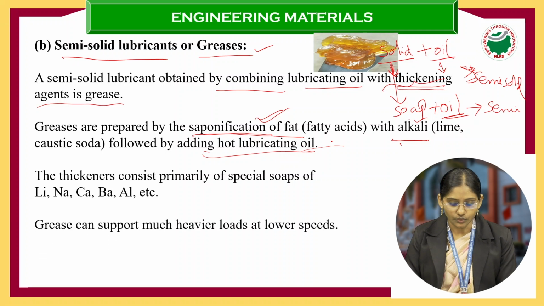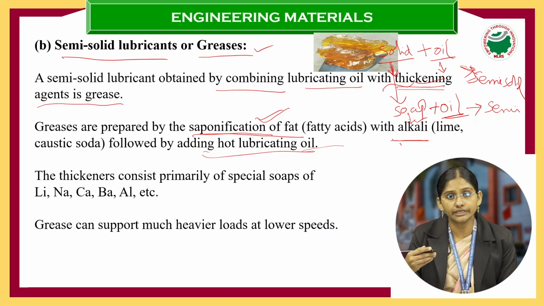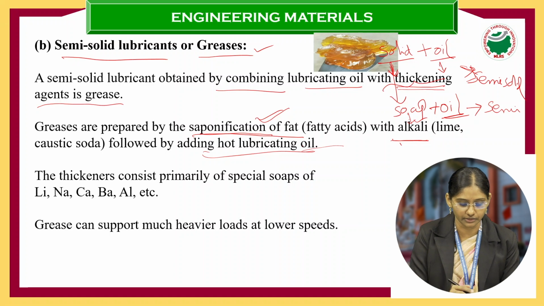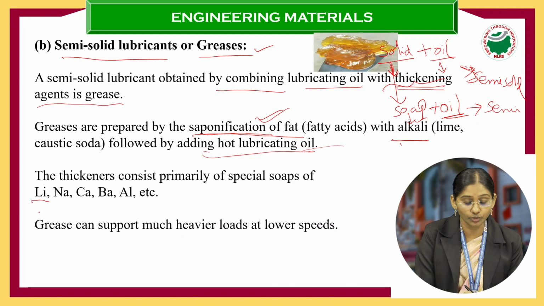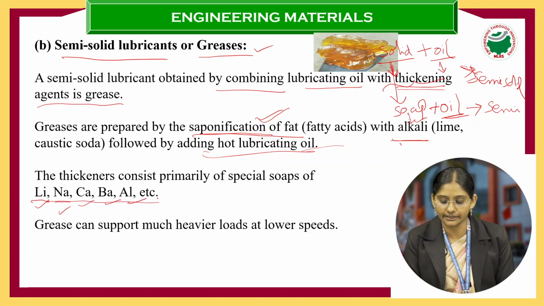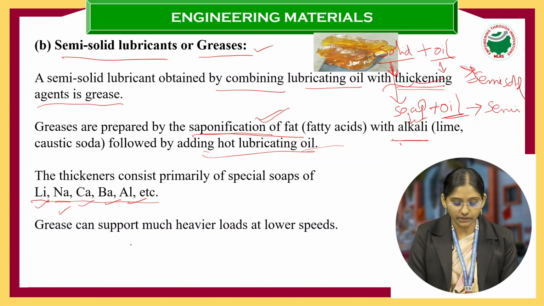In the place of soap also, it is not a single soap. There are different types of soaps. Based on the different types of soaps, different types of grease are obtained. For different types of machines we use these different kinds of grease. In the place of soap we may use lithium soap, sodium soap, calcium, barium, aluminium, like this. These different types of soaps will be added to the oil.